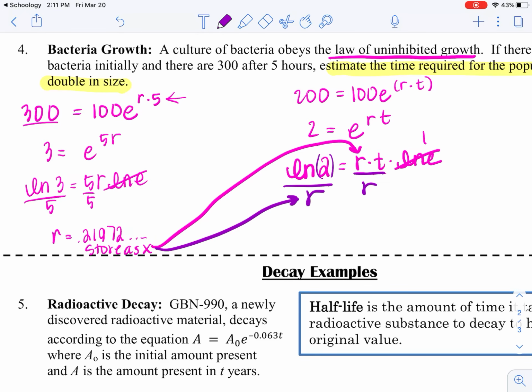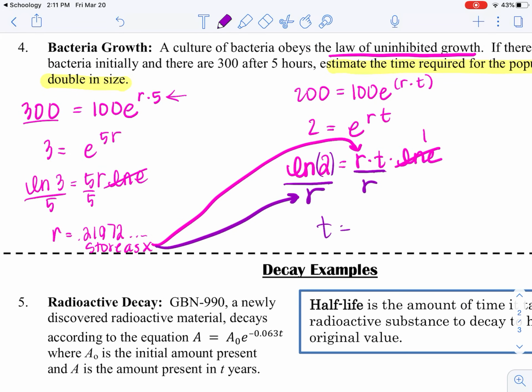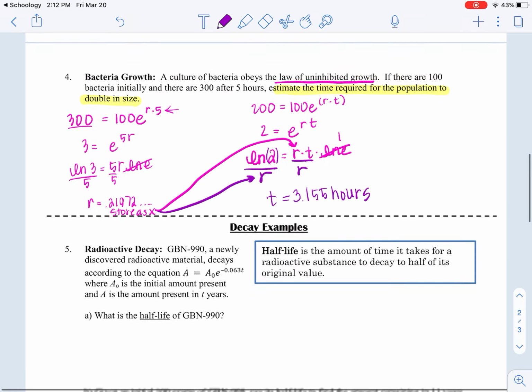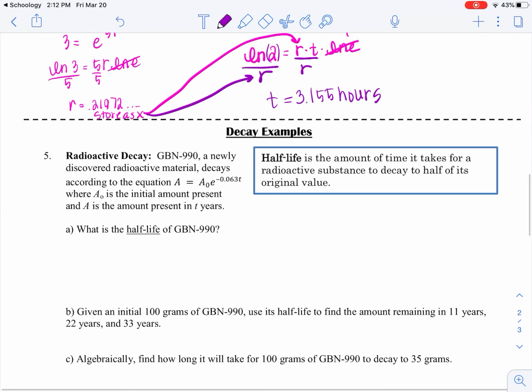And now I can put natural log of 2. If a parentheses opens, make sure you close it. Divided by r. And that'll give me the time it takes for the population to double. Should get 3.155 hours. Now, if you remember from yesterday, we said time is usually in years. If it's about bacteria growth and they're talking about hours, you do not have to convert hours to years.